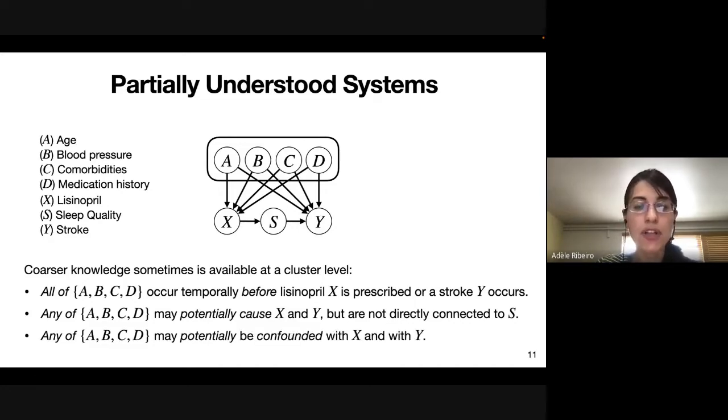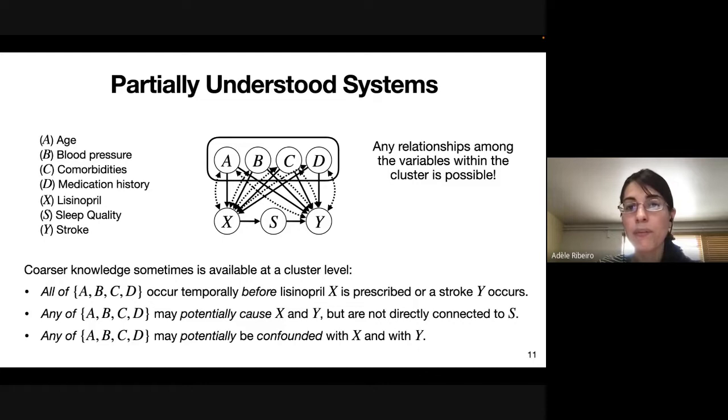The other type of knowledge is about confounding. That's another type of requirement that we need to specify a causal diagram. So for example, we may know that some of the variables in the cluster are confounded, which means that I have a bidirected arrow between one of these variables in the cluster and X, or Y. For example, D is confounded with Y, or C can be confounded with X. Could be all of them. But we have this coarser type of knowledge where we don't know which variables in the cluster are affecting the other variables, but we have this understanding of some of them causing or not causing the variables.